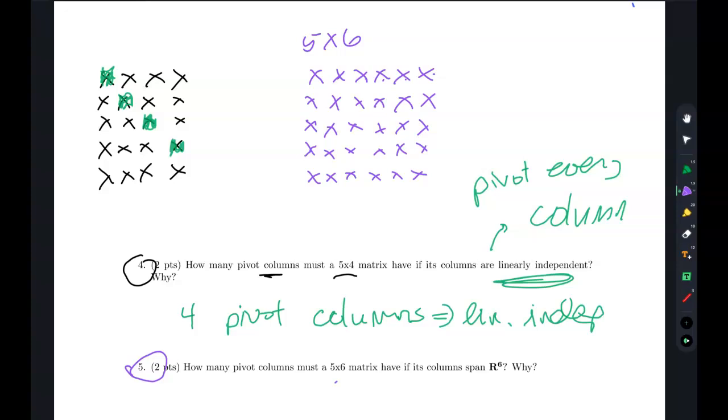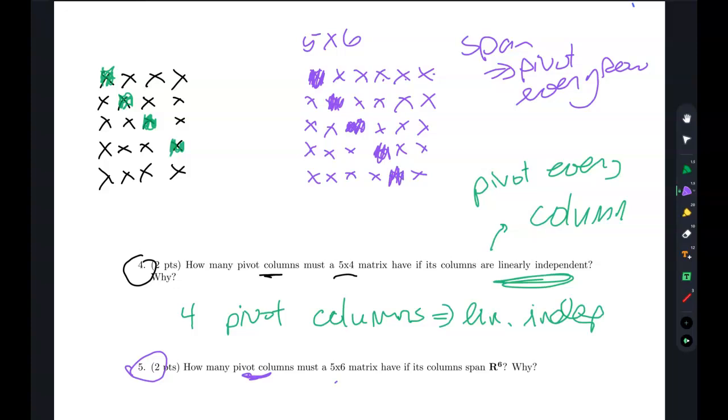So how many pivot columns in order to span? We know span means a pivot in every row, right? Span, pivot every row. So can I get a pivot every row? Pivot there, pivot there, pivot there, pivot there, pivot there. Wow, it looks like I get a pivot in every row. Okay, let's continue to read the question. How many pivot columns? Oh, there's only 5 out of the 6. Hey, wait a second. Span R^6.